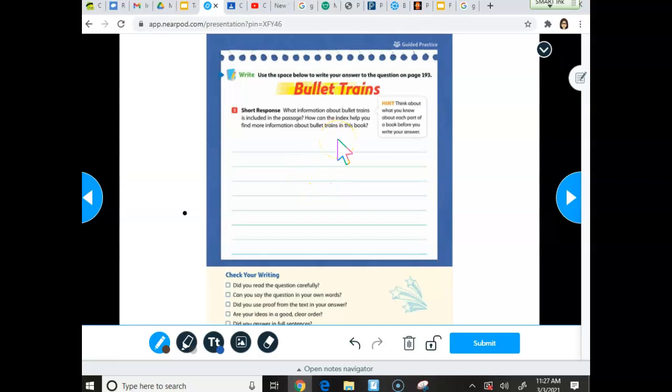All right, after you're finished, you have a link to Boom where you can practice identifying your text features again. You have completed this game before, but it's just review. All right, do your best and we will check it tomorrow.